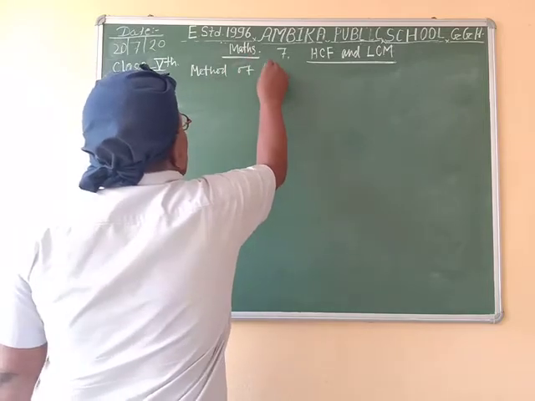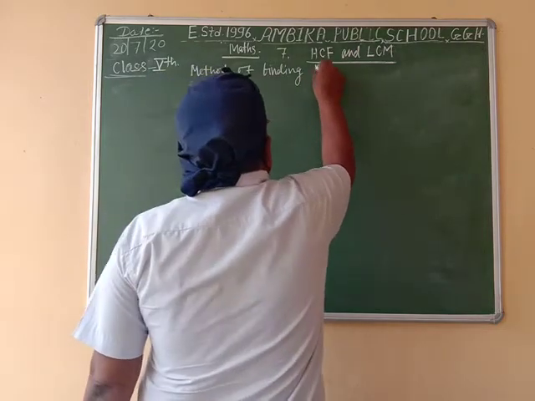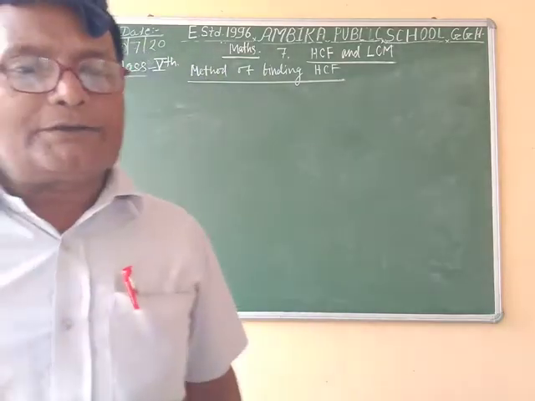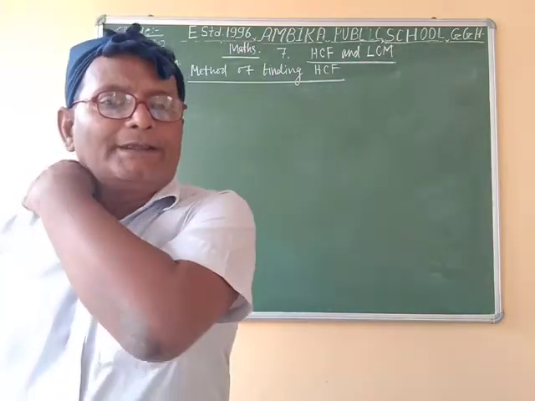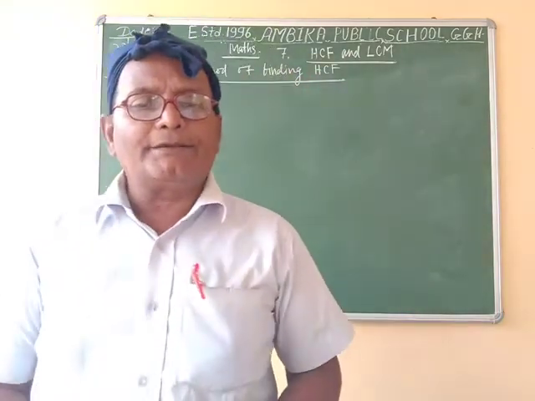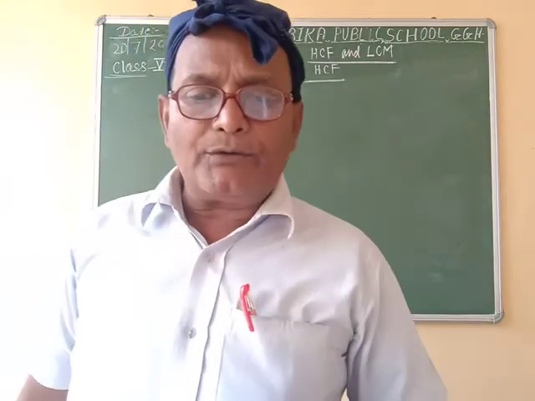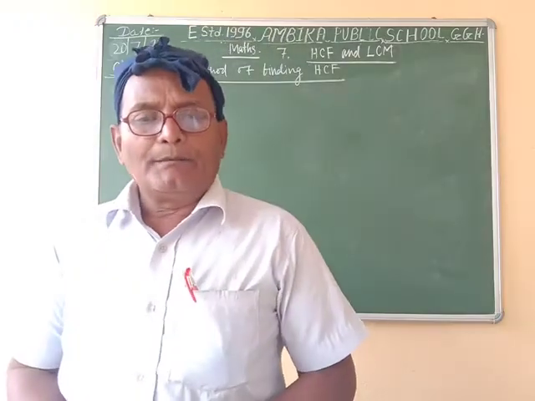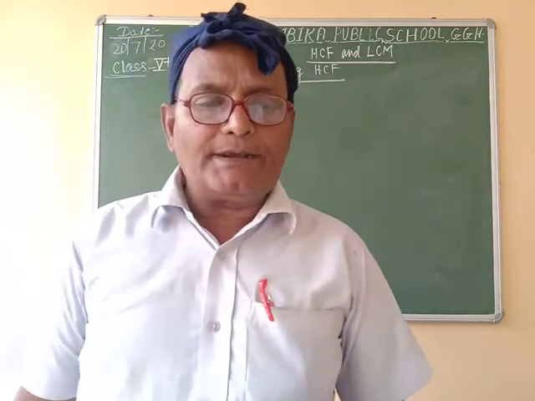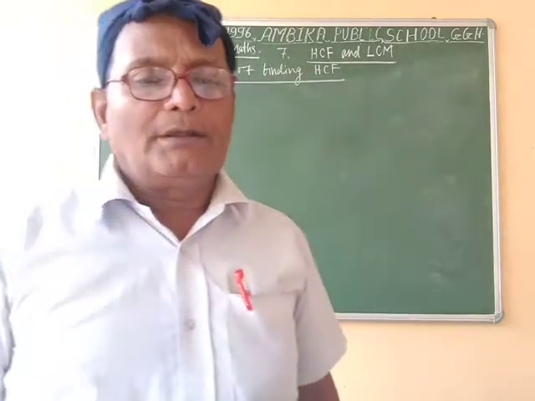Methods of finding HCF. There are two methods of finding HCF of two or more numbers. The first method is called the factorization method and the second method is called the continued division method, or Euclid's algorithm method. This method was devised by Euclid, a Greek mathematician, to find the HCF of two numbers.